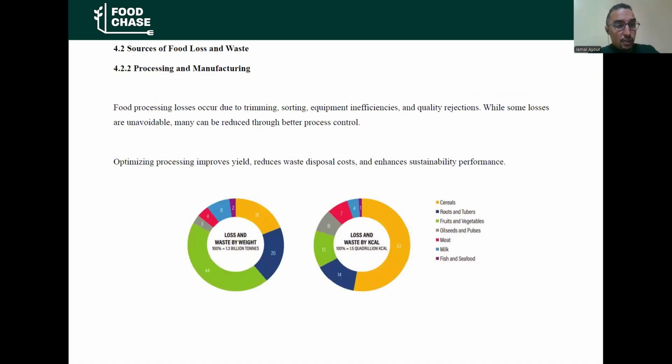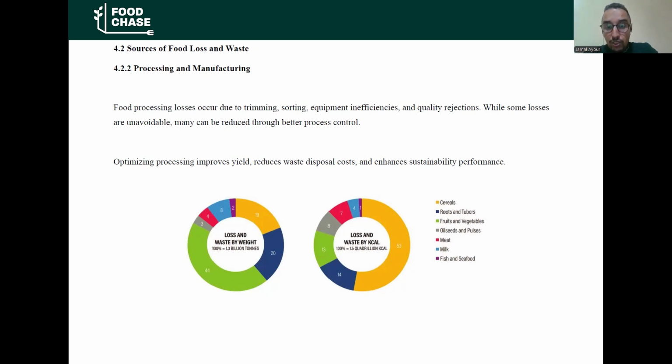Processing and manufacturing is one of the important sources of loss in the industry. Food processing loss occurs due to timing, storing, equipment inefficiencies, and quality rejections. And while some losses are unavoidable, many can be reduced through better process control. As you can see in these pictures, optimizing processing improves yield, and also improves the quality and quantity of your product.